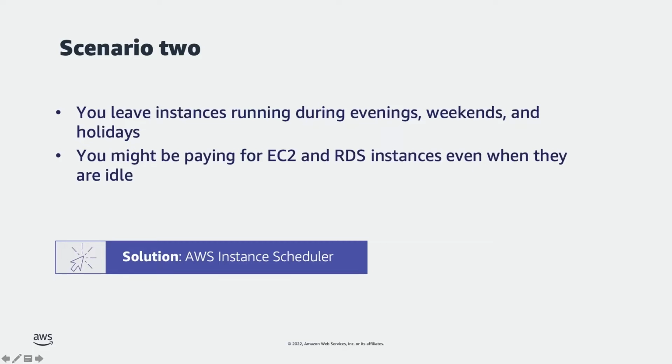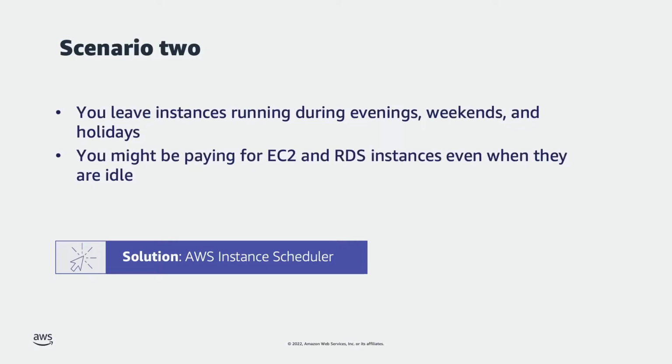Next scenario. If you have workloads running in non-production, let's call it non-critical environments such as development, staging, testing, QA, and it is not part of your existing operational processes to shut down these resources during evenings, weekends, or holidays, then you might be paying for every EC2 second and RDS hour of idle time.